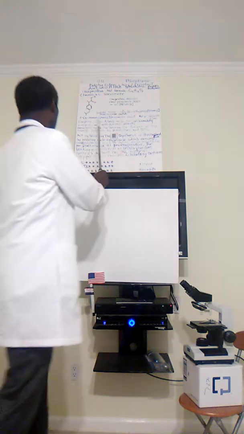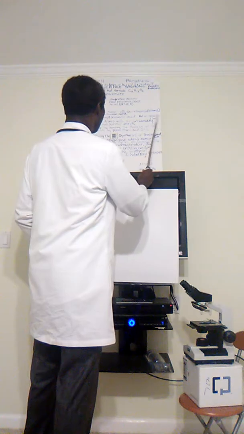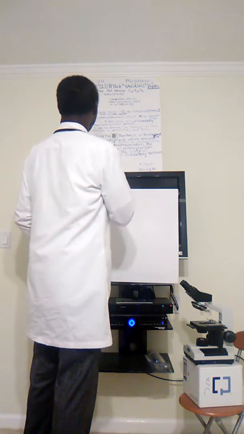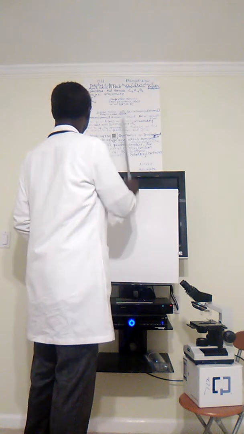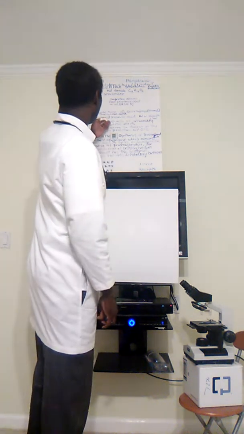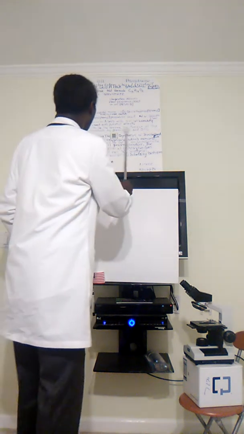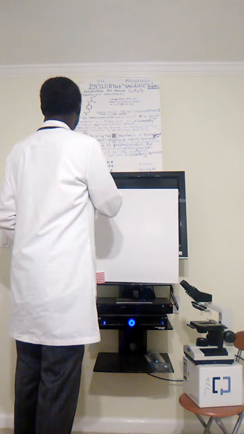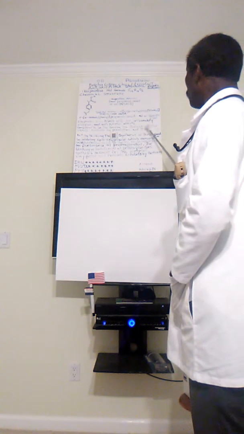Ibuprofen is a non-steroidal anti-inflammatory drug with anti-inflammatory, analgesic, and antipyretic properties. Antipyretic could mean fever related. It's considered to be among the safest of the non-steroidal anti-inflammatory drugs, and it's available by prescription and also over-the-counter.